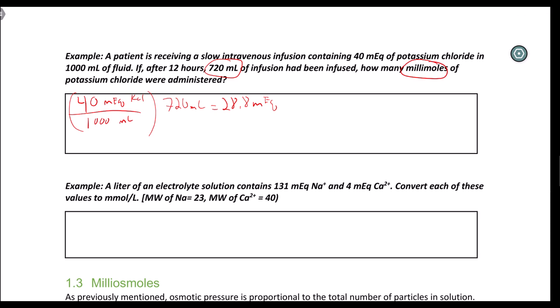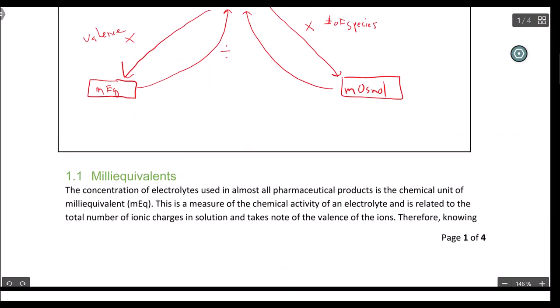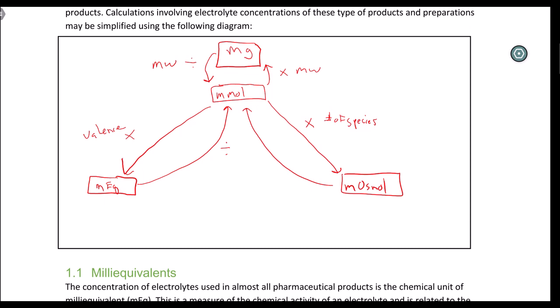Now the question is, how do we go from that milliequivalence to millimole? We take the MEQs from our chart, so we can use our chart. We have our MEQs and we want to go first to millimoles, and then down this way to milliosmoles. So we're going to divide by valence, and then multiply by the number of species in solution.